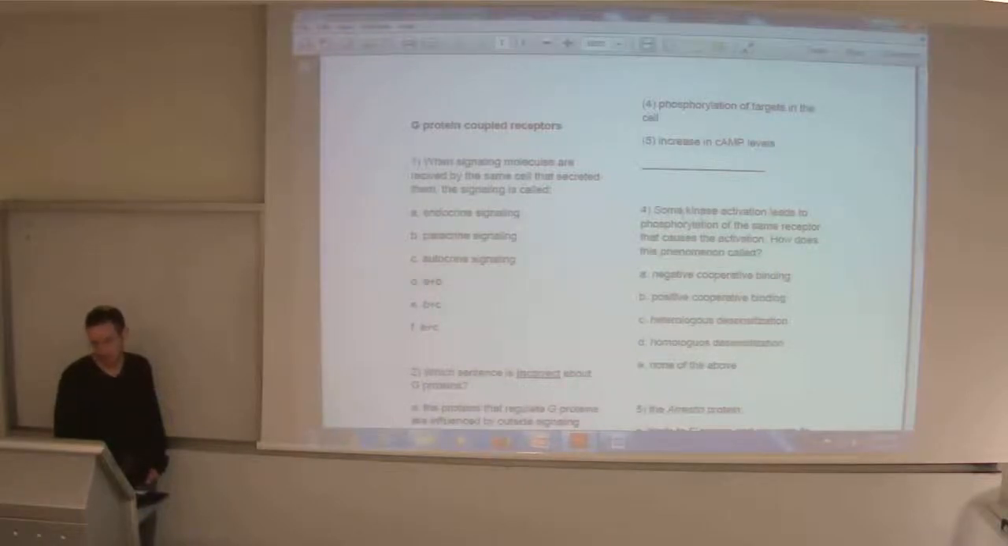Okay, number 4: kinase activation leads to phosphorylation of the same receptor that caused the activation. What does this phenomenon cause? Is it negative cooperative binding, or positive? What is cooperative binding? Can someone remind us?